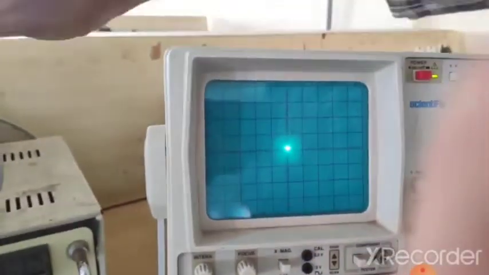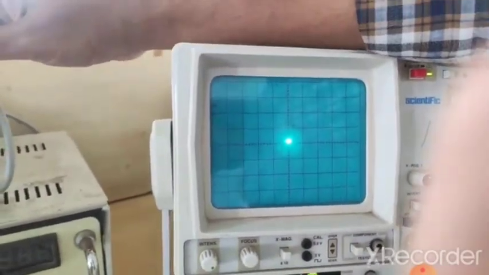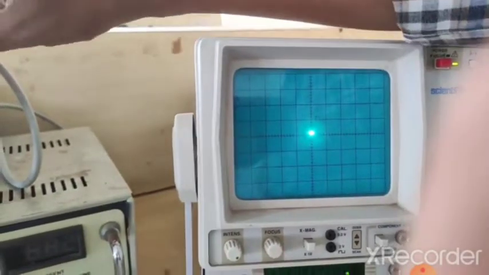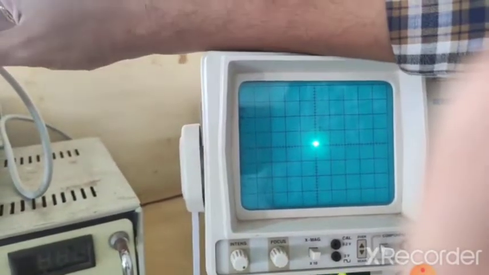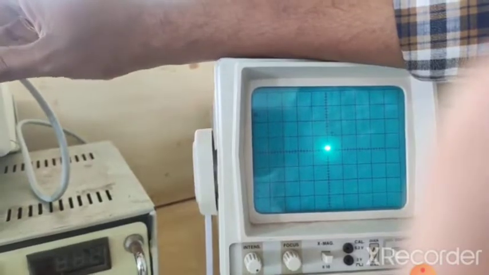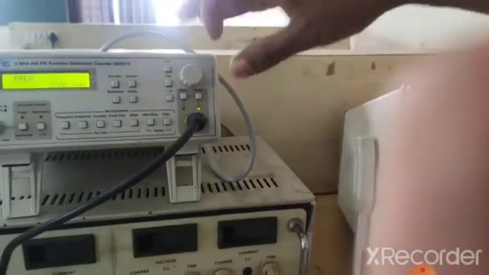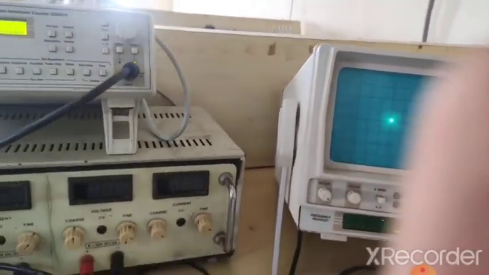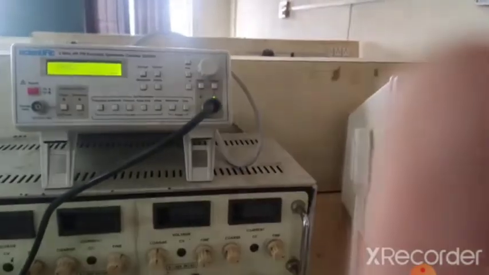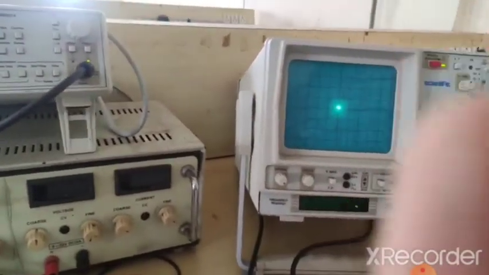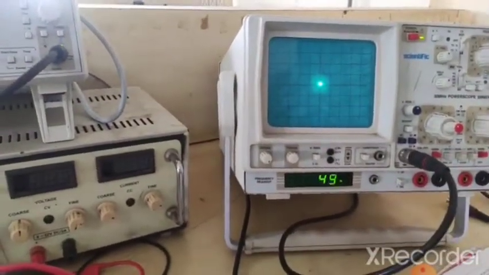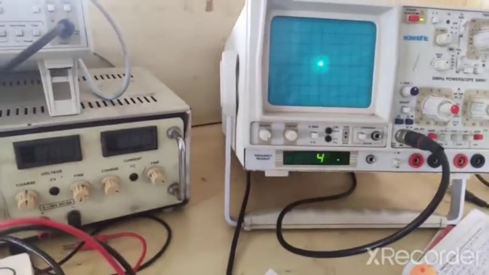So likewise we have to vary the input frequency, and depending on that you will get the output voltage. After getting the output voltage, you can easily calculate the gain, that is V naught upon V in, and gain in dB, that is 20 log of V naught upon V in. I have already calculated the input frequency and output voltage. Now it's your job to calculate the gain in dB.